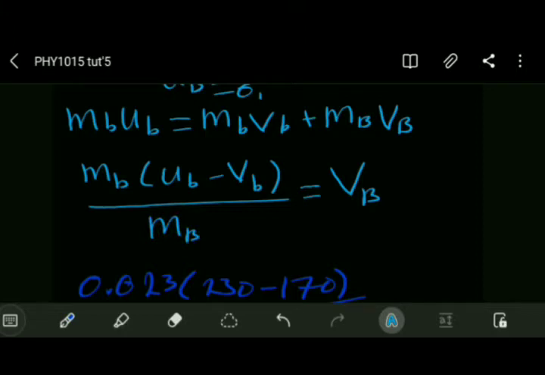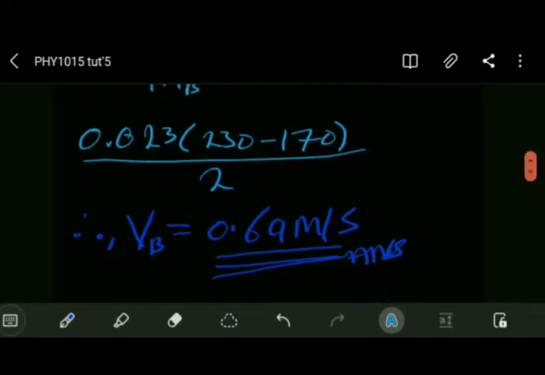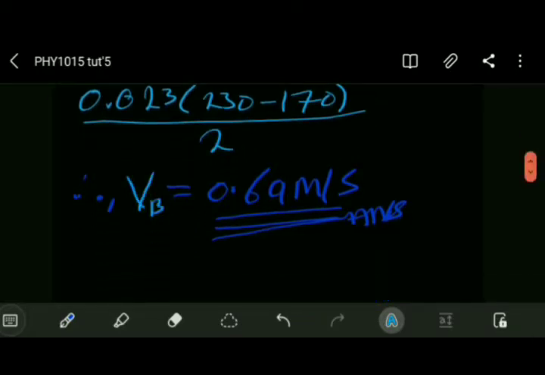Okay, so when we substitute the values in there, we're going to come up with that. Okay, and then finally we have the final speed of the block as 0.69 meters per second.